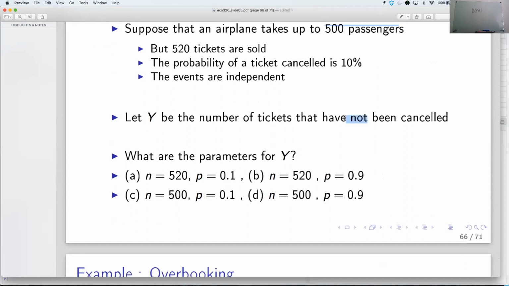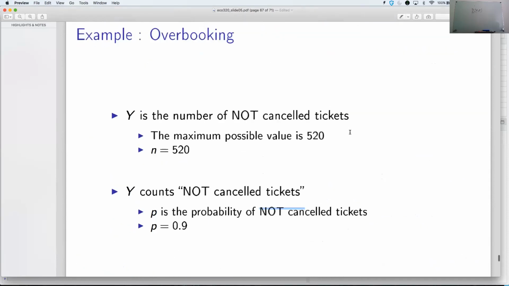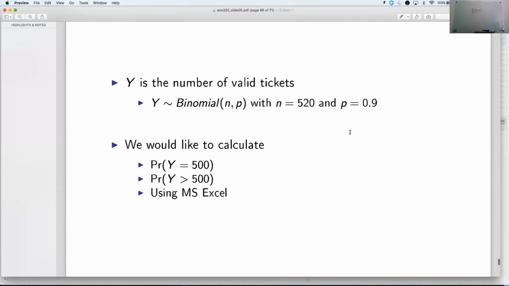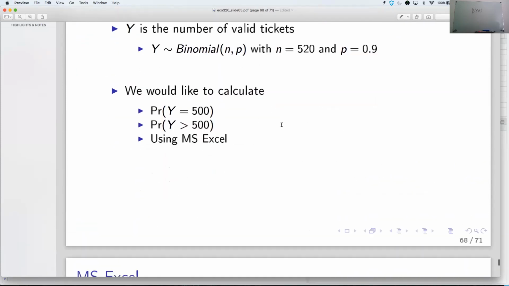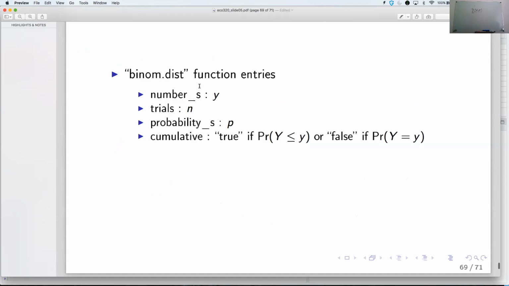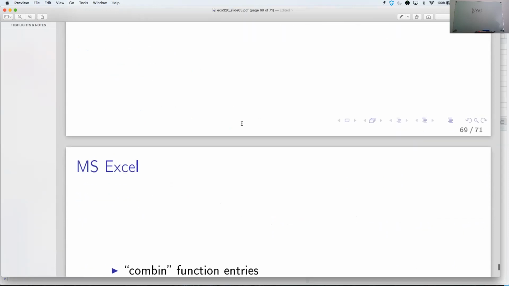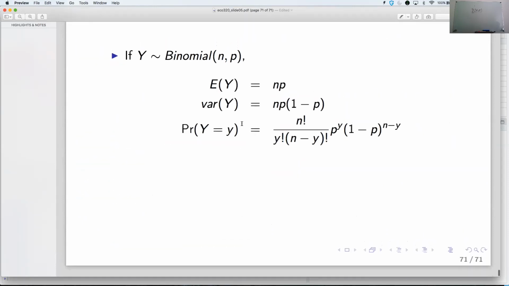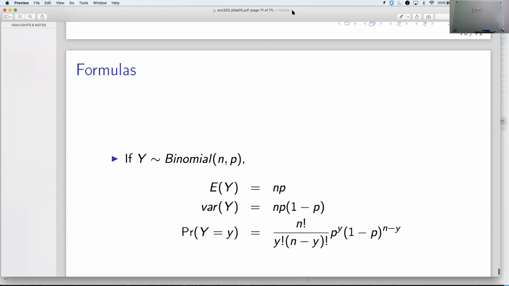Because we are interested in Y being the number of tickets that have not been canceled, you should have a probability associated with that. These are the key points, and you can use the formula to get the final answer. You can do the same thing using Excel, but I already explained that in our program.